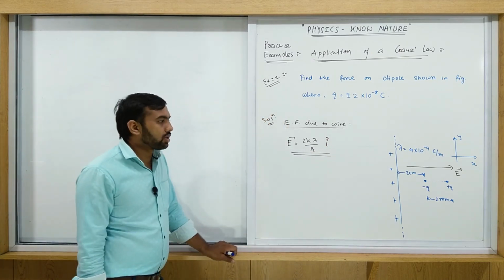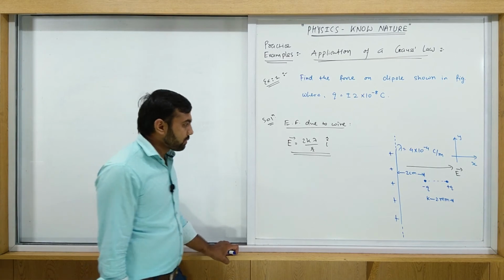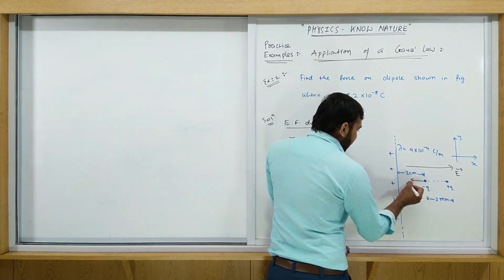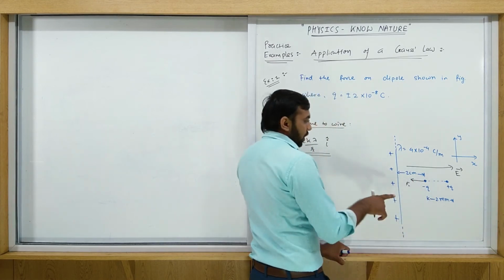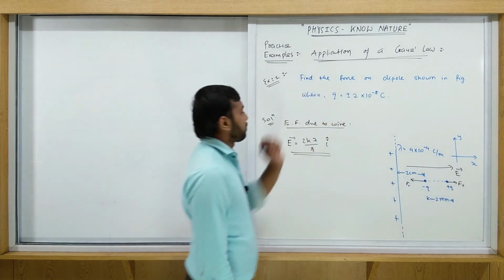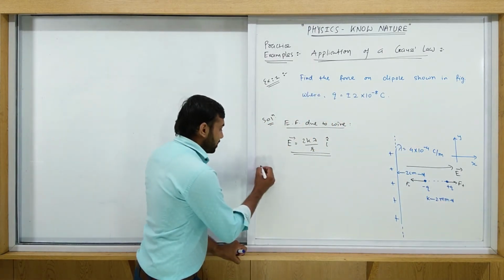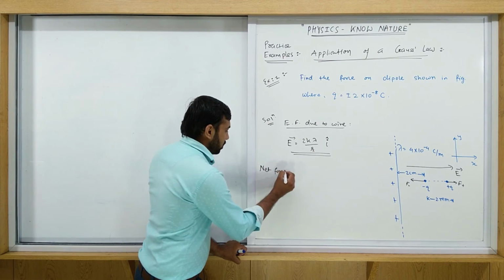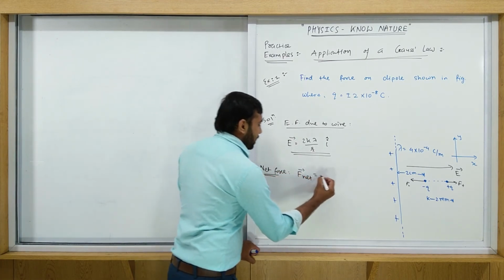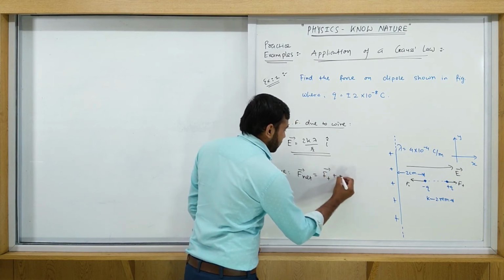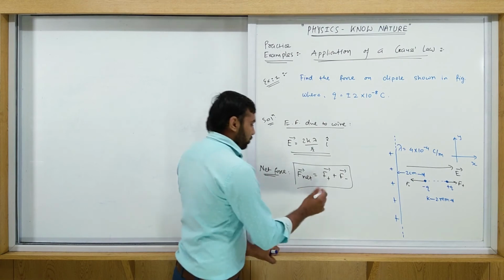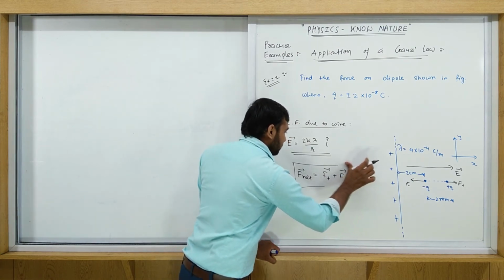Now we have two methods to get this answer. First method is this one. The force on this minus q is along this one, F minus, and the force on a plus q is along this one, F plus. We get these forces for now. So what is the net force? The net force F net is equal to F plus F minus.